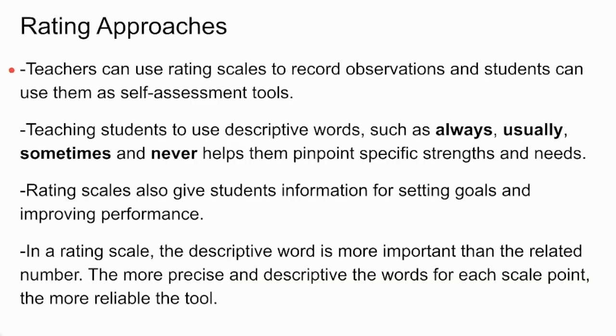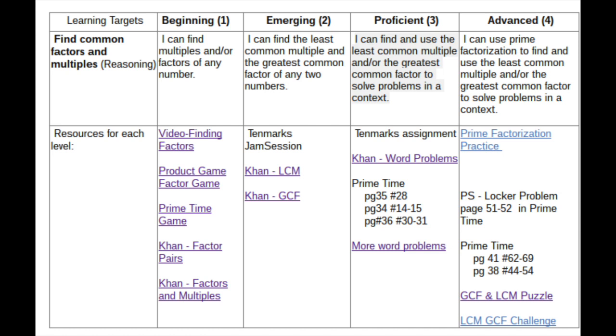As teachers, we can use rating scales to record our observations, and students can use them to self-assess. Teaching students to use descriptive words such as always, usually, sometimes, and never helps them pinpoint specific strengths as well as needs. So let's look at this sample learning scale. Students use this scale to determine where they're at with their learning goal and then make informed decisions about what they should do next in the learning process.